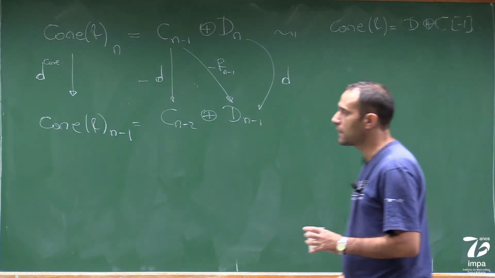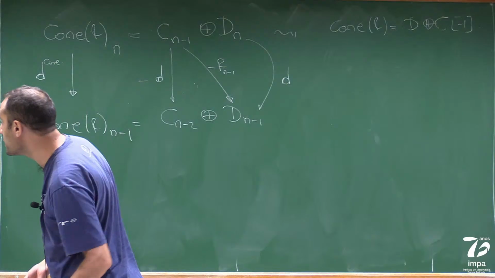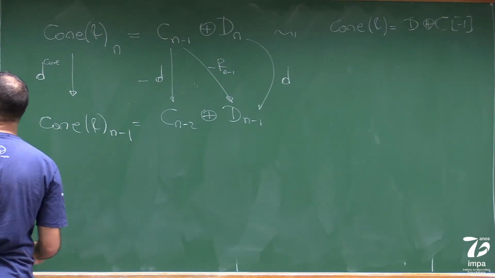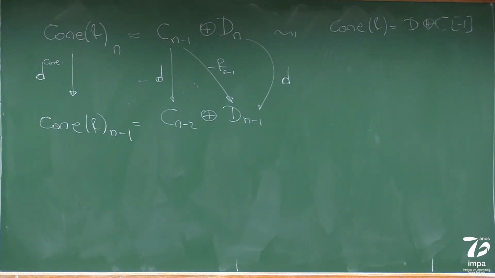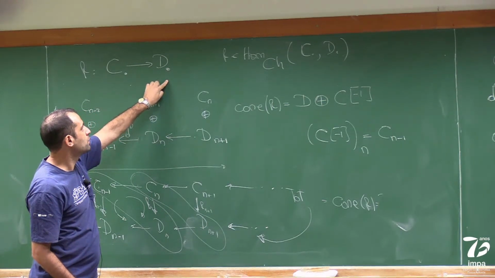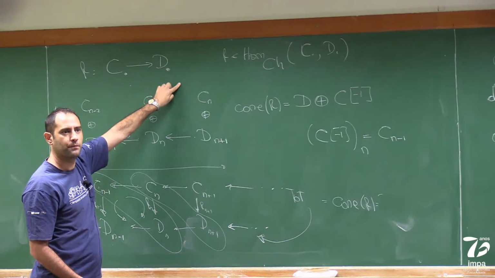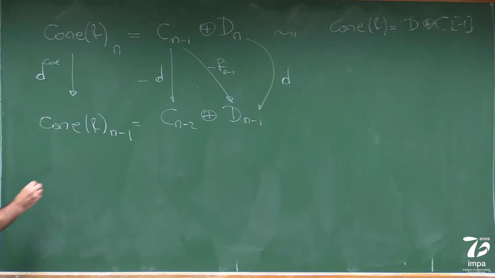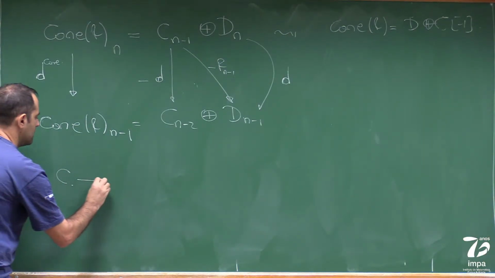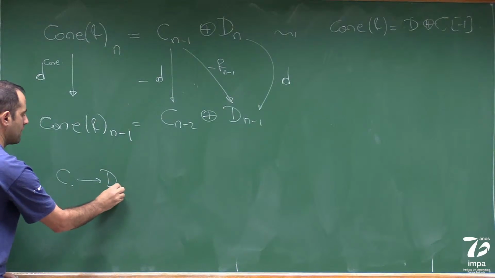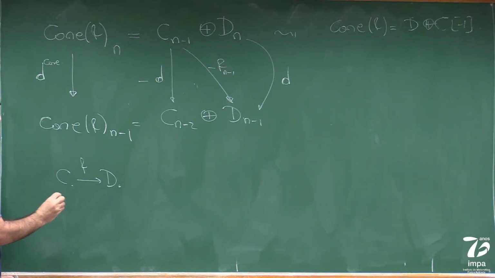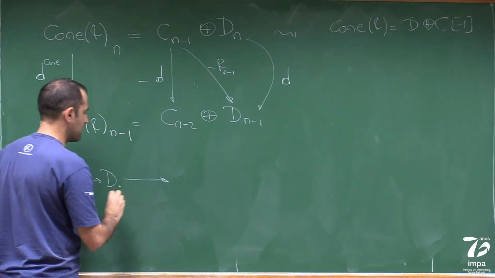And what we've seen last time, and which is the important thing of this cone, is that this came from a map from C to D. And what we have is a map from D to the cone. So we have a map from C to D of complexes. This is my f that I started with. And we have a map of complexes from D to the cone of f.